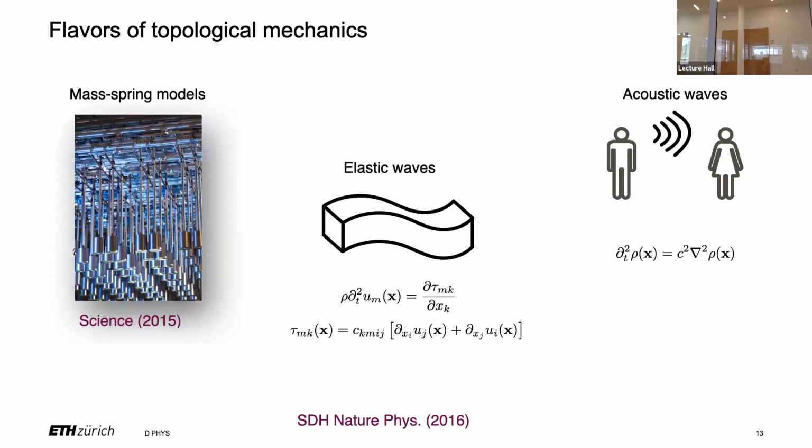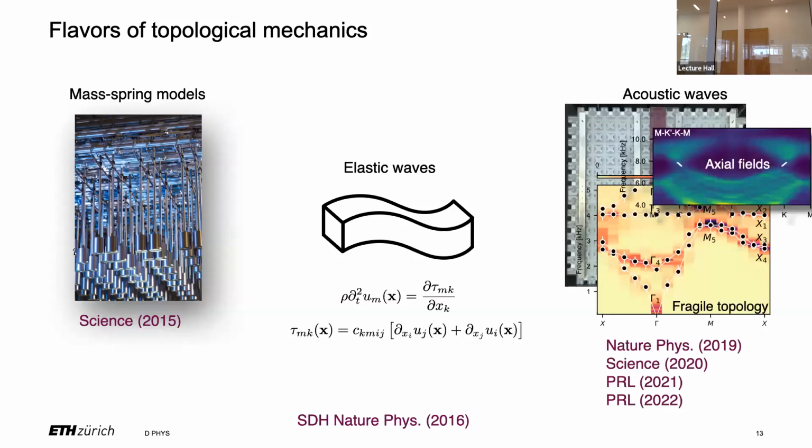Then the second one are acoustic waves. It's again super simple, it's a scalar wave. So everyone can solve the scalar wave equation, and it's again extremely simple to implement model ideas. And also here, that is something we did in various forms. We built Weyl systems that showed axial magnetic fields, where the magnetic field has a different sign on the two Weyl points.